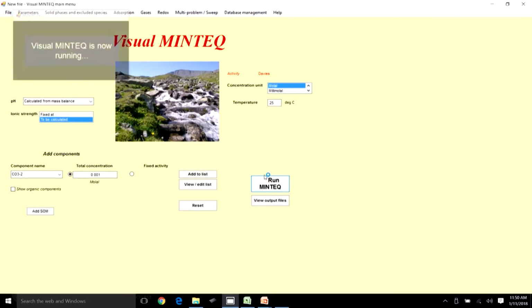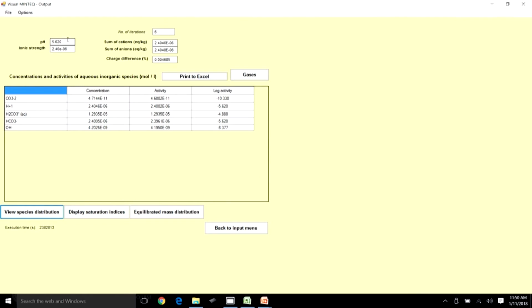I am going to run VMinTeq, and we see that the pH is 5.6. So what does that mean? Earlier we had a pH of 4.6, I believe, and now we have a pH of 5.6. What does that mean? So it means that the equilibrium is towards the right. So now the carbon dioxide, or the CO3 total, left the aqueous phase and changed phase into the gaseous phase in the form of CO2.